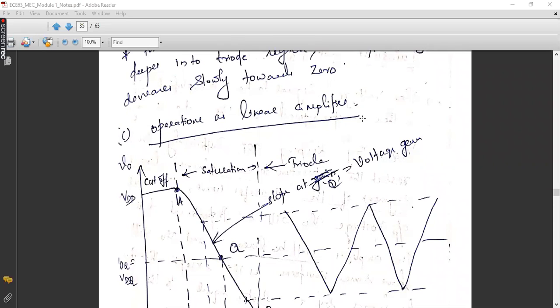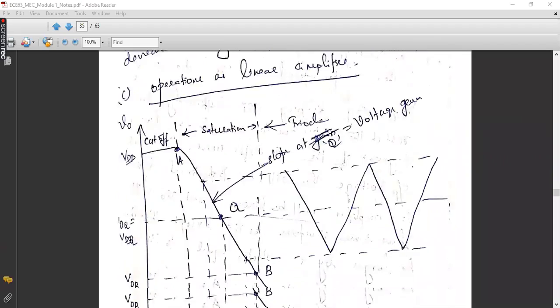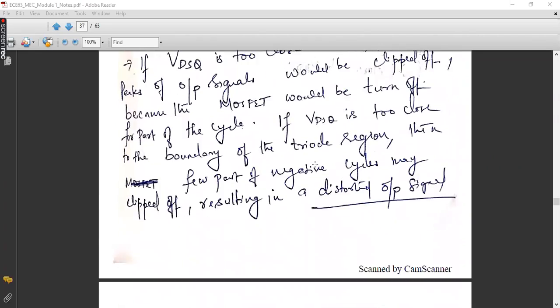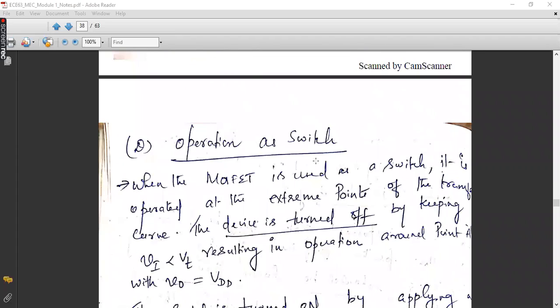Now, today we will wind up this first module. Coming to the last portion, that is how the MOSFET is working as a switch. In the last class we learned the linear amplification process of a MOSFET. So today we will learn how the MOSFET is working as a switch.